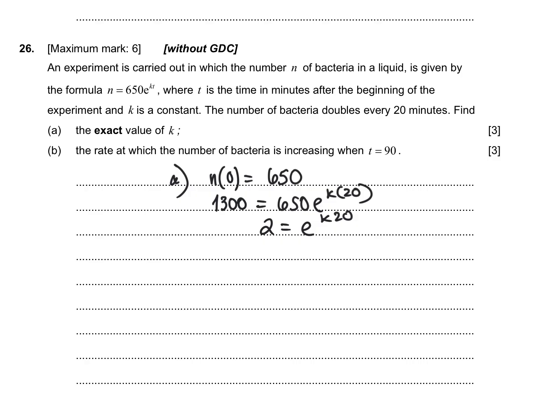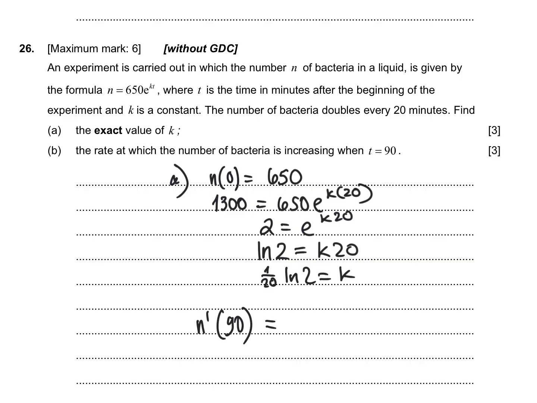Write this natural log. So we're going to have natural log of 2 equals k times 20. So we're going to have 1 over 20 natural log 2 is k. So the rate at which the number of bacteria is increasing when t is 90. So we want the derivative at 90 minutes.